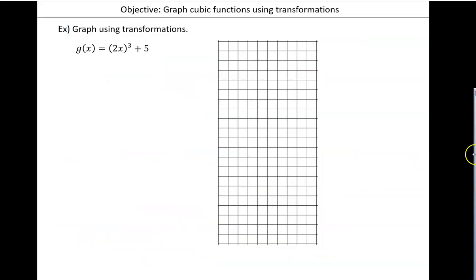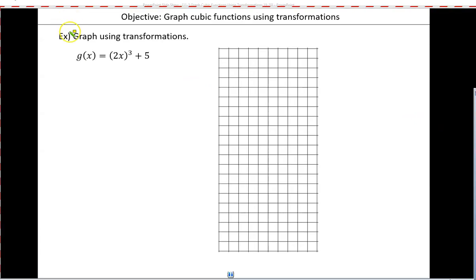All right, so this one is just asking us to graph, actually. So here's the function we're going to graph. We don't have a part B here. So here we're going to graph using transformations.